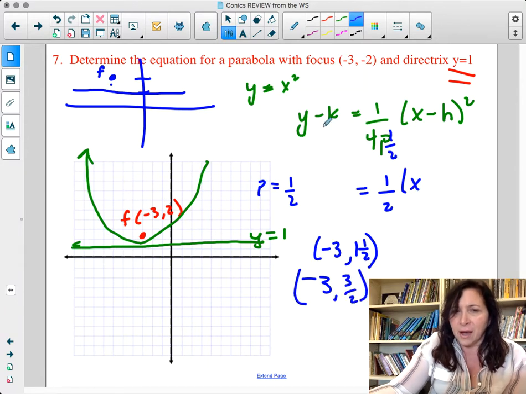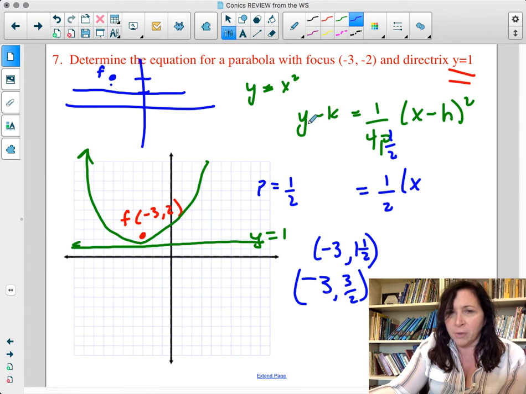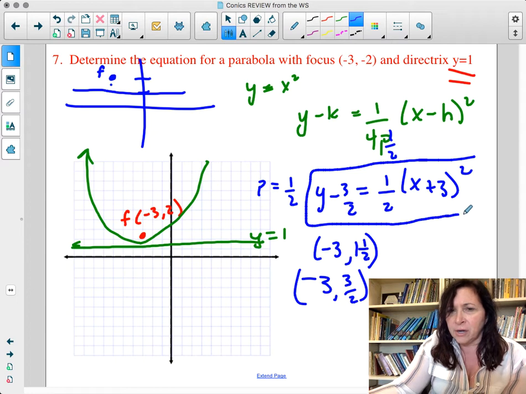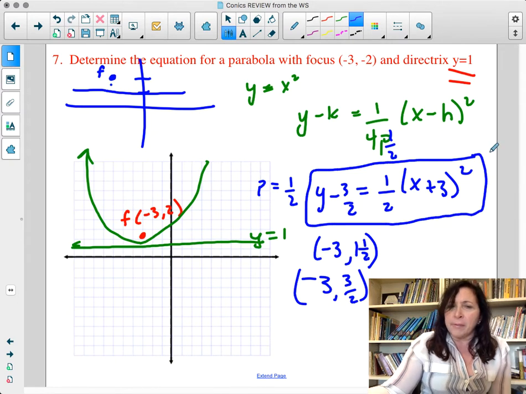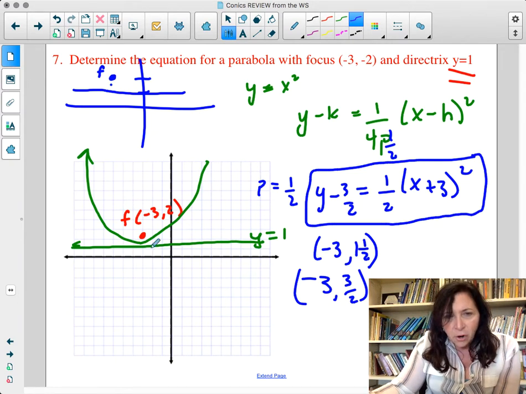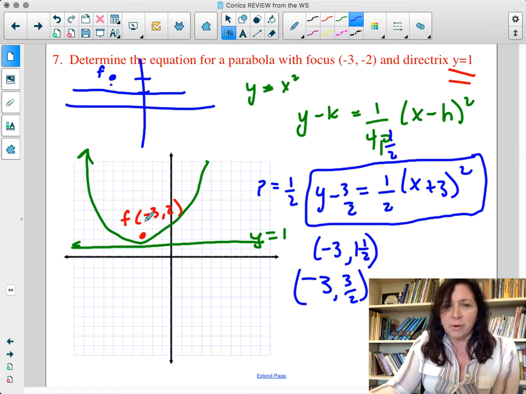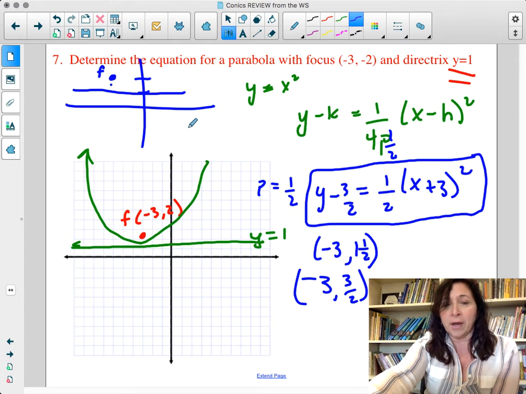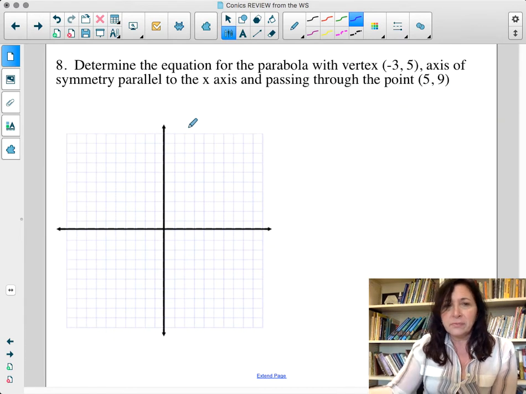Okay, so now we're going to put our final equation in. So we're going to go y minus 3/2 equals 1/2 times x plus 3 quantity squared. And this right here is my equation of my parabola. Sorry, that was a little bit hard for me to see, but just remember that that's a half down and 1 up for my equation of my directrix.